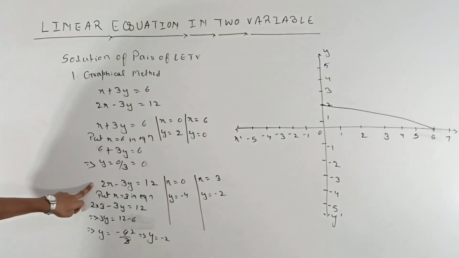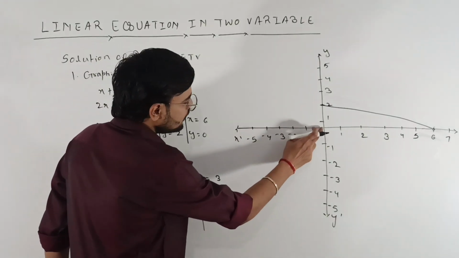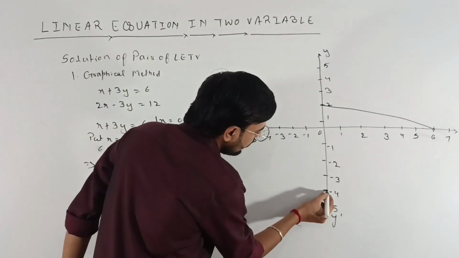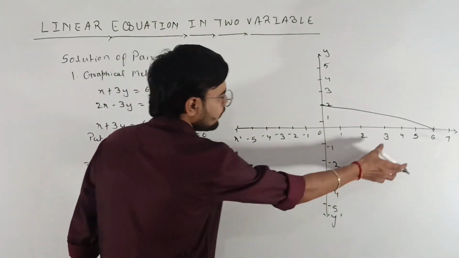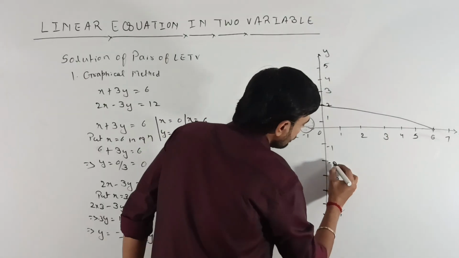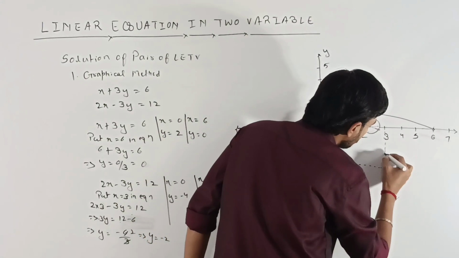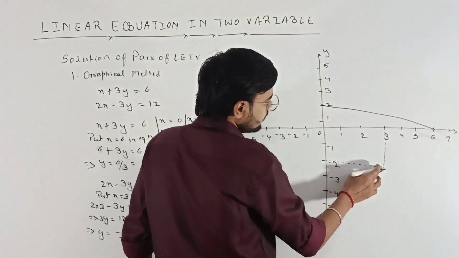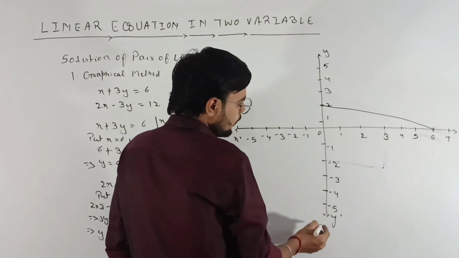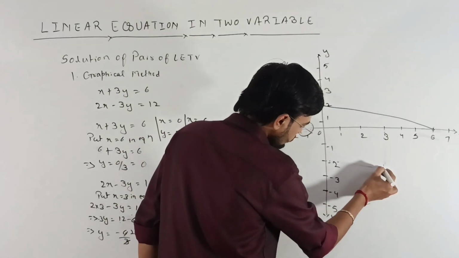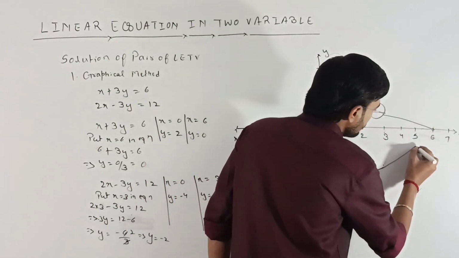Now draw the graph for the equation 2x minus 3y is equal to 12. When x is 0, y is minus 4, so here y is minus 4. Now when x is 3, y is minus 2, which means the point lies here. Okay, now join these two points. Now extend this line.